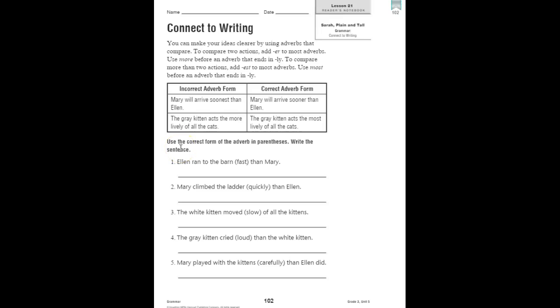So you are going to use the correct form of the adverb in parentheses and write the sentence. So Ellen ran to the barn fast than Mary. So how are we going to change this adverb? Are we comparing more than two or two? Right, we're comparing Ellen and Mary. So we're going to add er to this adverb. So Ellen ran to the barn faster than Mary. Do the rest of this page and make sure to have your learning adult check your work.